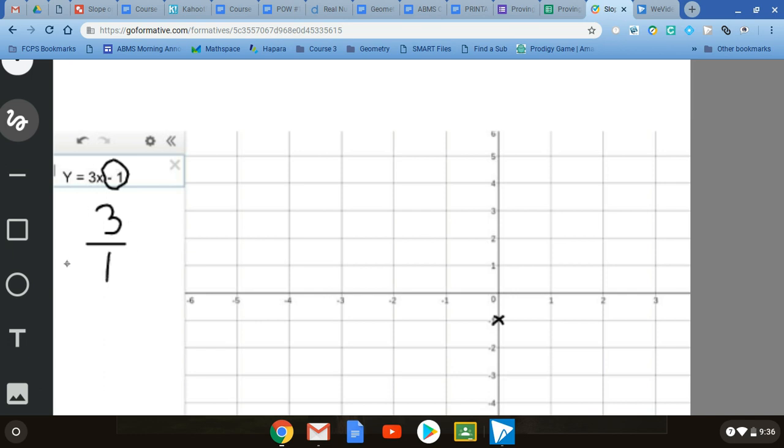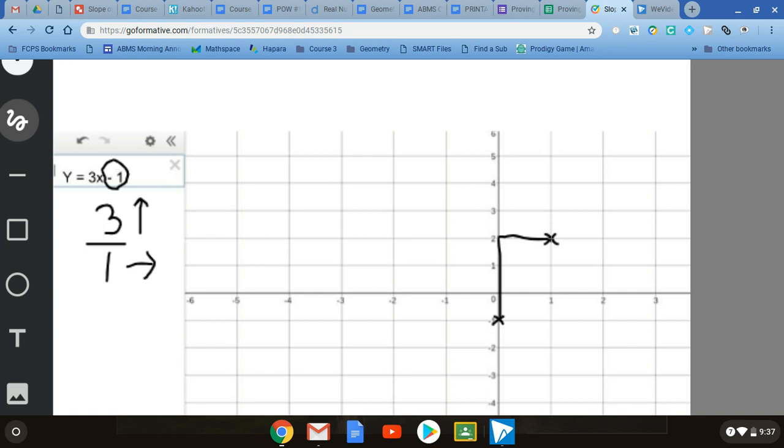So this is my pattern. This is my rate of change. This is my slope. This pattern is going to tell me how to find the other points that are on this line. So again, I always move up. The top number is always an up movement. The bottom number tells me whether I'm moving left or right. So positive 1 means move to the right 1 place. So from the y-intercept, I go up 1, 2, 3 over 1. So there's my next point right here.